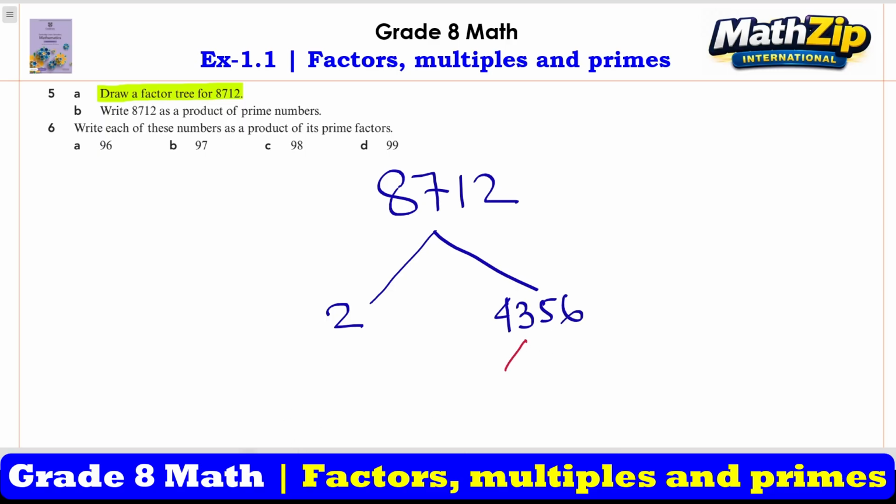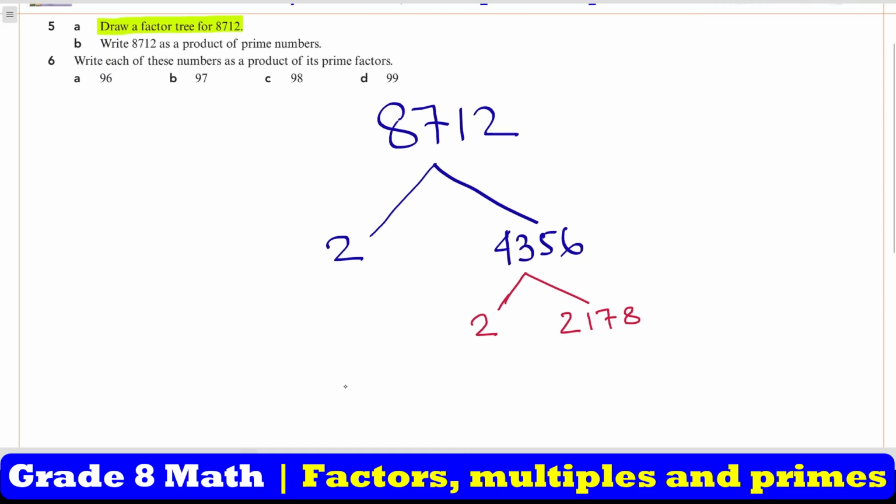4356 is an even number, so this one also we can divide by 2. So what will we get? Divide by 2, we get 2178. Next, 2178 is also an even number, so again we can divide by 2. Divide by 2, we get 1089.